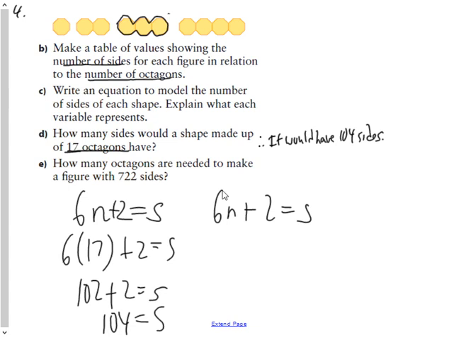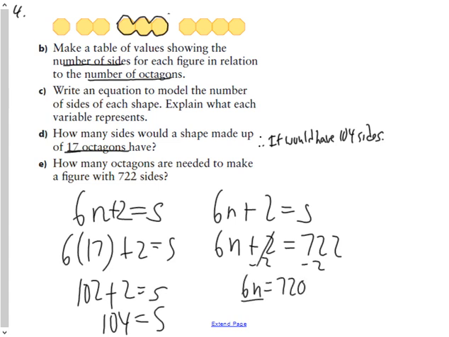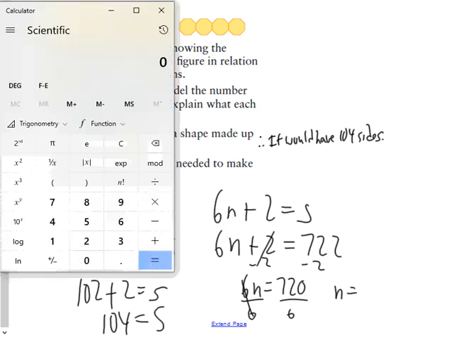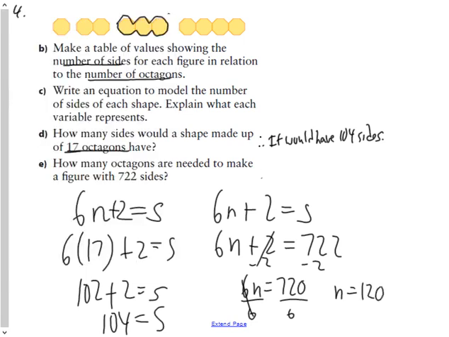And question E says how many octagons are needed to make a figure with 722 sides? This time, the only difference is instead of knowing the number of octagons, because we don't know it, we know that the number of sides is 722. So when I substitute, what I have to do is isolate the variable by using my algebra sense. And 720 divided by 6 is 120. So therefore, 120 octagons would have 722 sides.